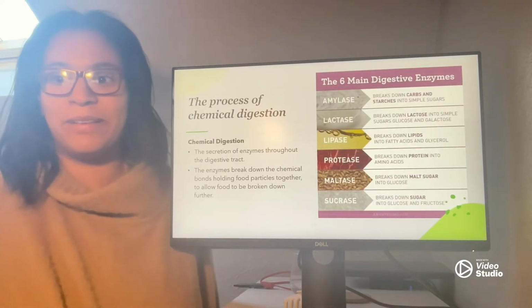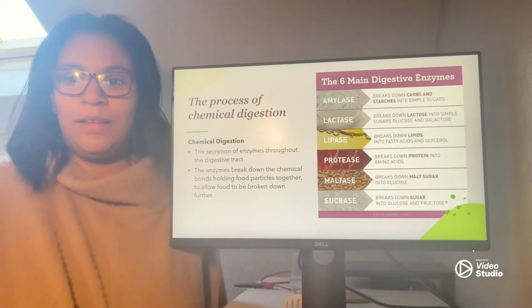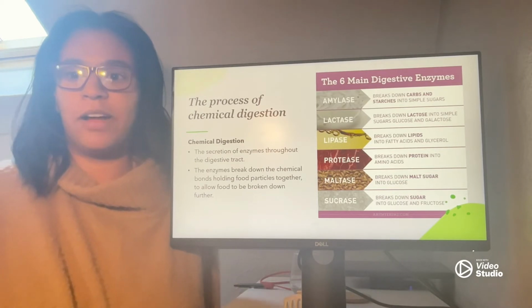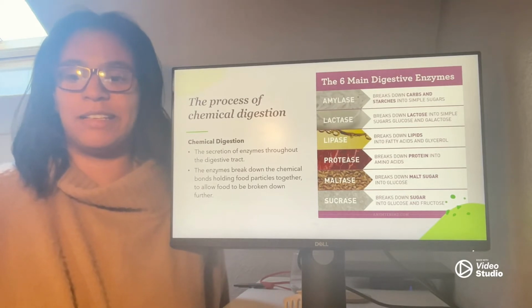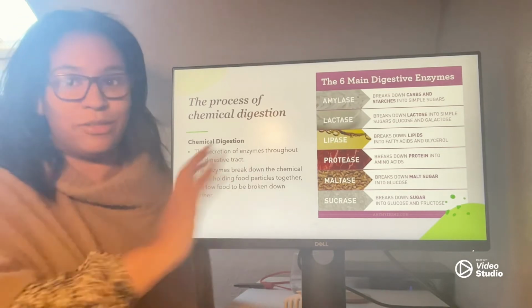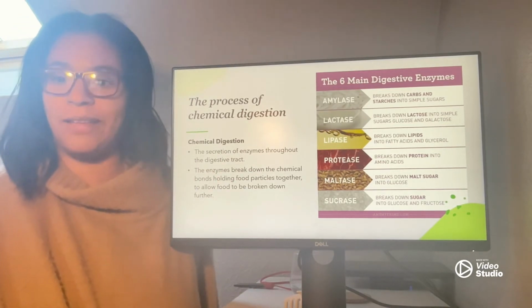In terms of chemical digestion, as with mechanical digestion, it begins in the mouth. The brain triggers the secretion of saliva to release enzymes called salivary amylase, which breaks down starches into sugars in the mouth. Chemical digestion takes place throughout digestion, and many enzymes play an important role in this process, as detailed on the image next to me, not just in the mouth but within the stomach and small intestine.